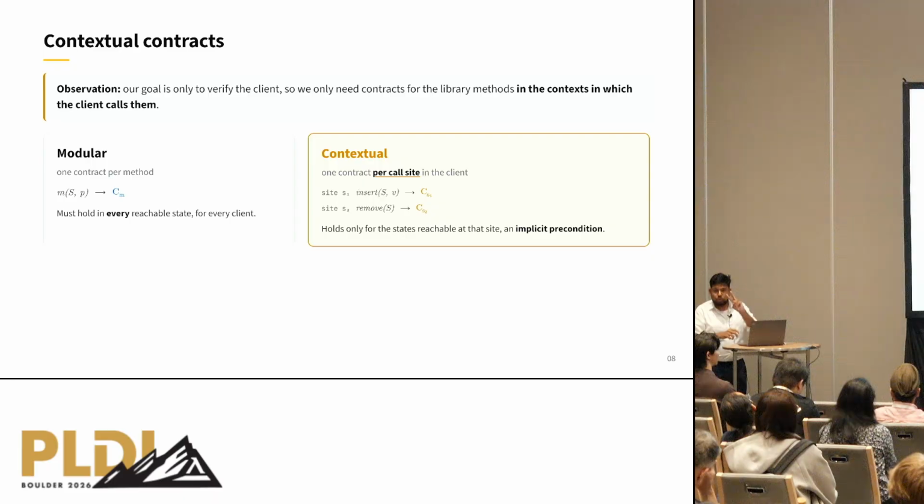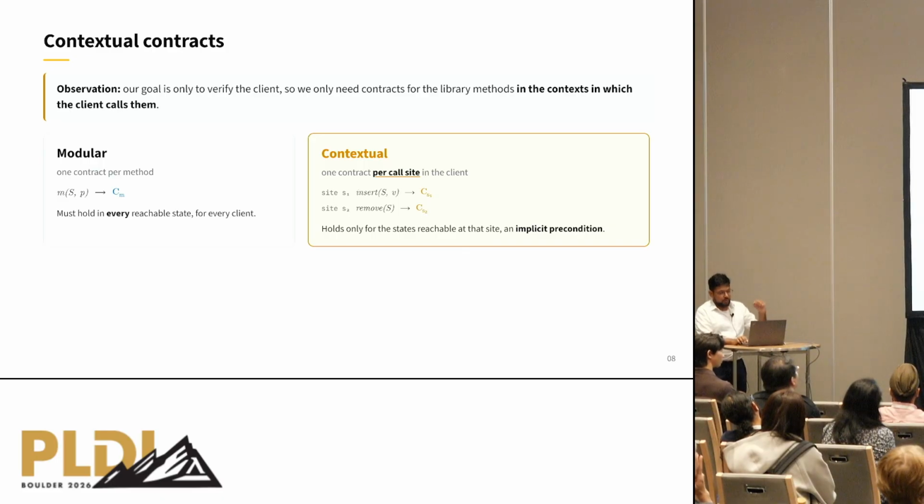So if my client had 2 calls for insert, I'll have 2 contracts, one at each call site, such that these contracts are valid at that particular point in the program. And what this amounts to is really you're saying that they're valid under an implicit precondition. And what is the implicit precondition? You just collect all the reachable states that get to that point of the program and say, under that precondition, this contract is valid. That's what a contextual contract is.